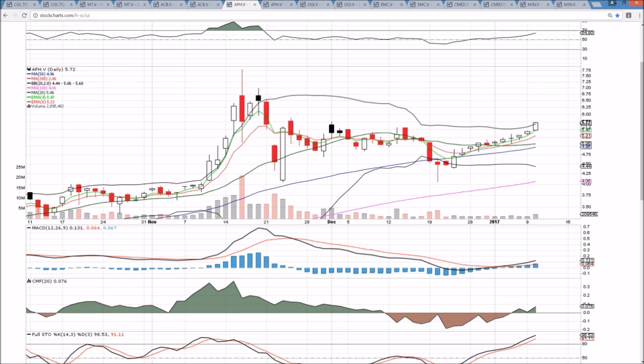35%. Nope, that's not right. So let's see. 14% gain in 6 days. Certainly a nice gain the bulls are not complaining about to start the year.